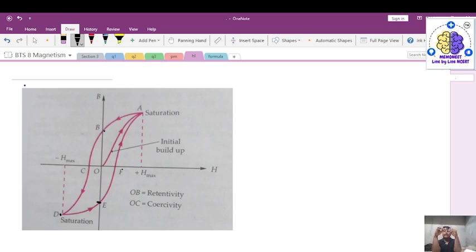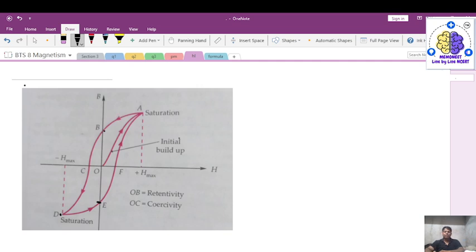Now to completely demagnetize it, I have to further increase the intensity in the reverse direction. Now again the magnetic field will be from my left to right, and in this process the substance will get completely demagnetized at point F. At point F in the loop, if you see, right? And then if I keep on increasing the intensity from left to right, the magnet will again get magnetized. That is again the point A, which is marked as saturation. So this is your hysteresis loop.